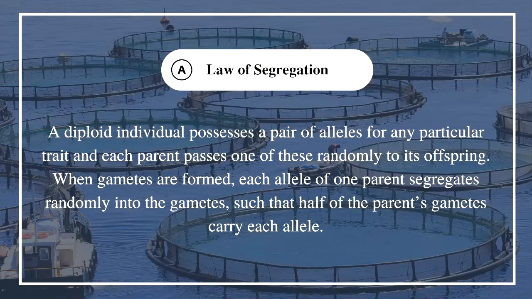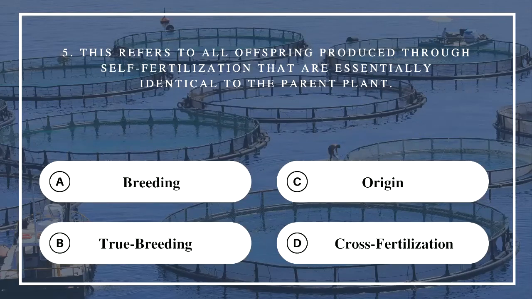Law of segregation. A diploid individual possesses a pair of alleles for any particular trait and each parent passes one of these randomly to its offspring. When gametes are formed, each allele of one parent segregates randomly into the gametes, such that half of the parent's gametes carry each allele.